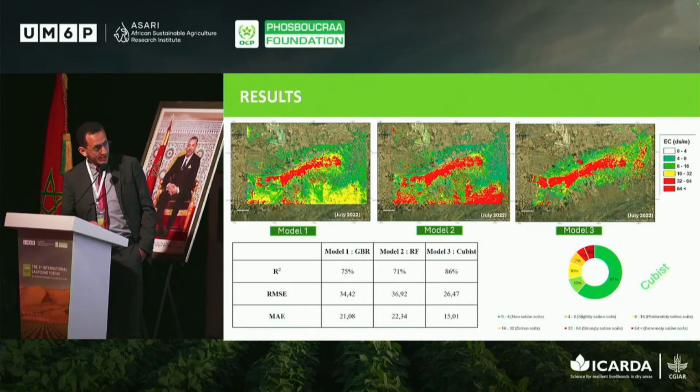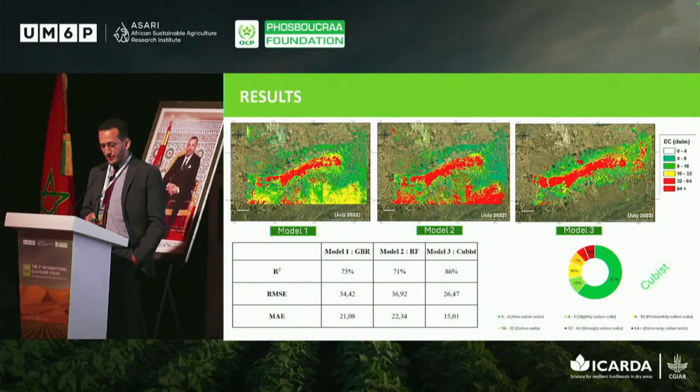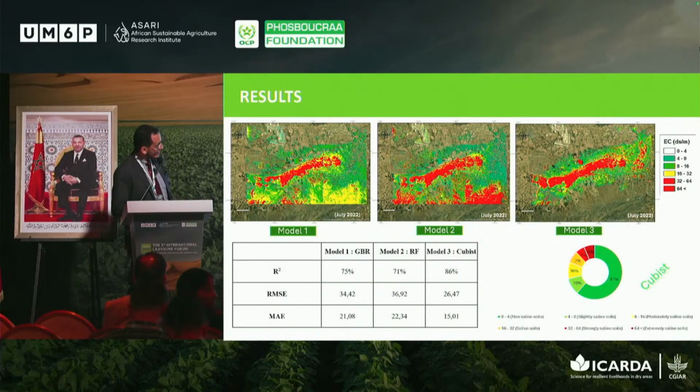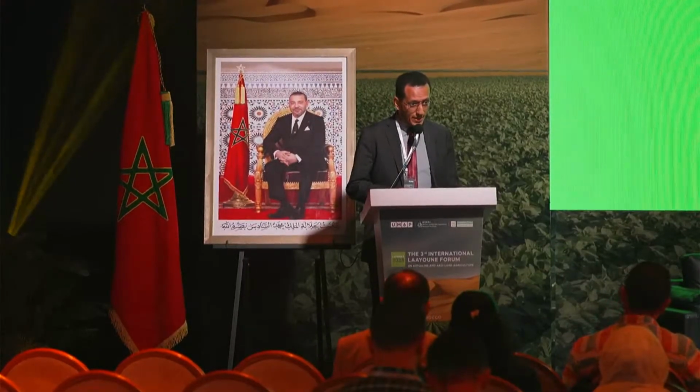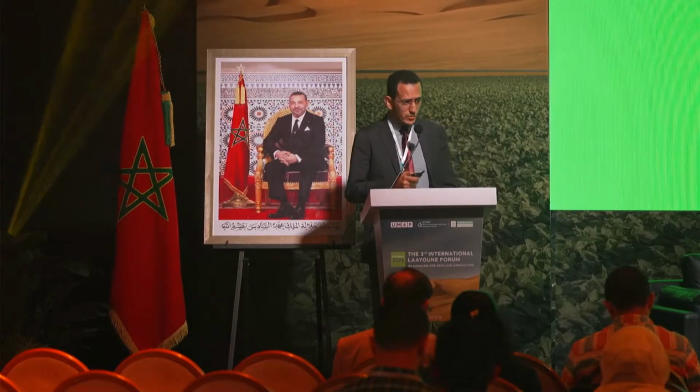In this slide, you can see our final maps coming from different machine learning algorithms. On the right is the final result coming from the Cubist model with 86% R square. We have done some statistics to visualize the distribution of our salinity classes. We believe that integrating machine learning algorithms, remote sensing data, and soil sampling can help us understand salinity behavior in arid and semi-arid areas. Second, we can use our results as a decision-making tool for our partners and stakeholders.